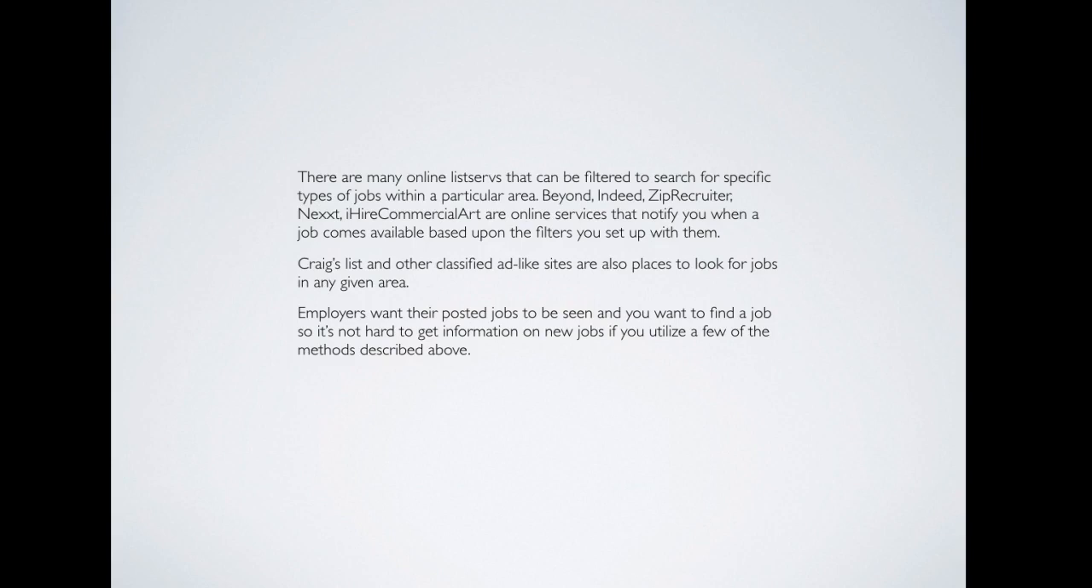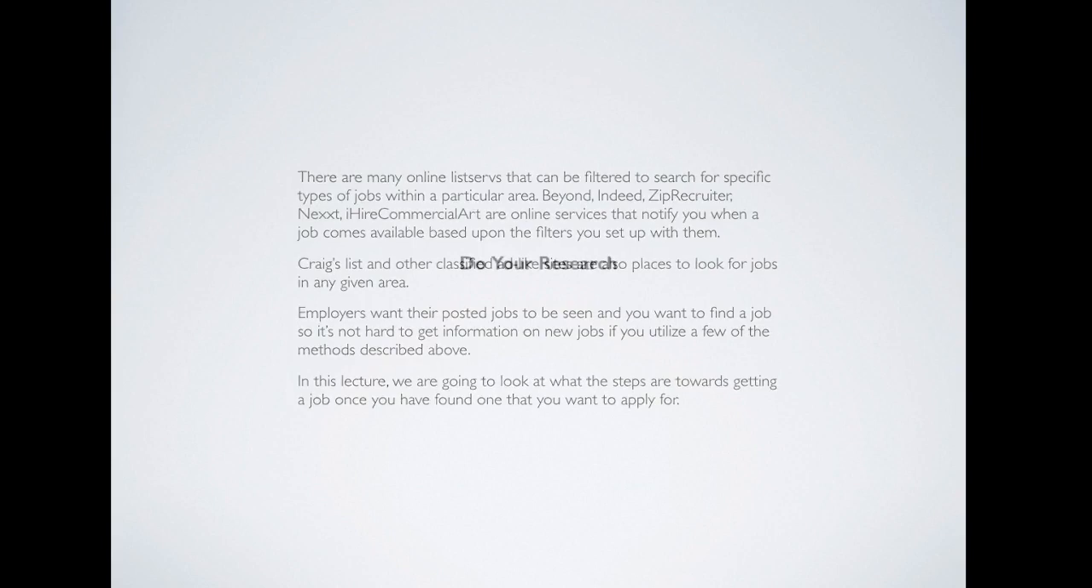Craigslist and other classified ad-like sites are also places to look for jobs in any given area. Employers want their posted jobs to be seen, and you want to find a job, so it's not hard to get information on new jobs if you utilize a few of the methods described above. In this lecture, we're going to look at what the steps are towards getting a job once you have found one that you would like to apply for.